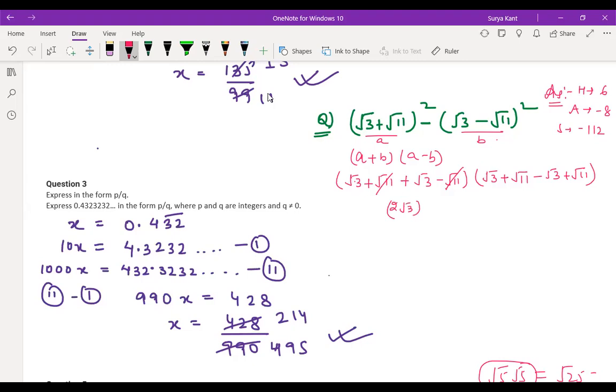Understood? If you add root 3 and root 3, you will get 2 root 3. It's clear, children? And here root 3 will get cancelled, and here we are getting root 11. Sorry, 2 root 11. So our answer is 2 twos are 4, 4 root 33 is the answer.